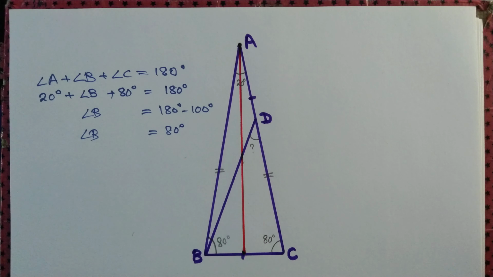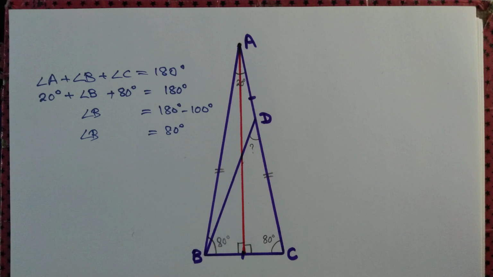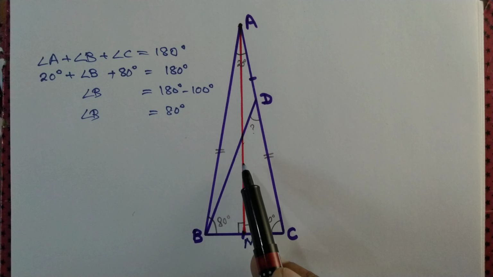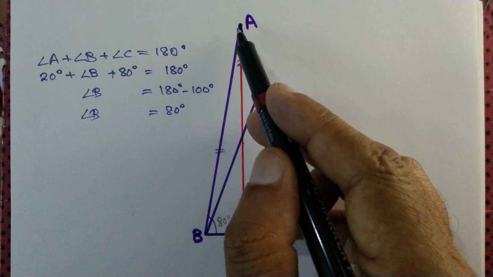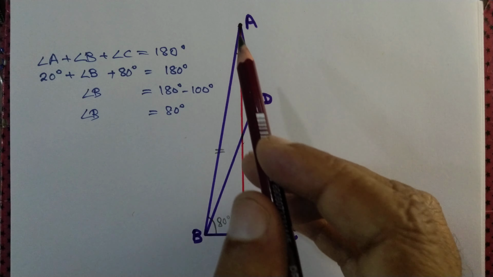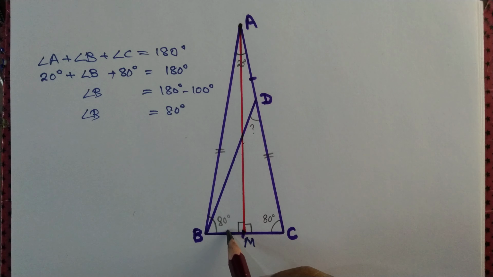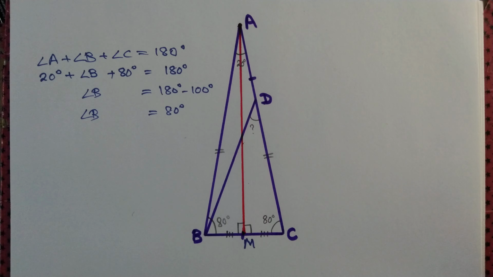From the vertex A, we draw a perpendicular to the side BC, or we draw an altitude. Let the altitude intersect BC at the point M. Then we can apply right angle hypotenuse side congruence to say that triangle AMB is congruent to triangle AMC. Since triangles AMB and AMC are congruent, we can say that BM is equal to CM. What more can we do?